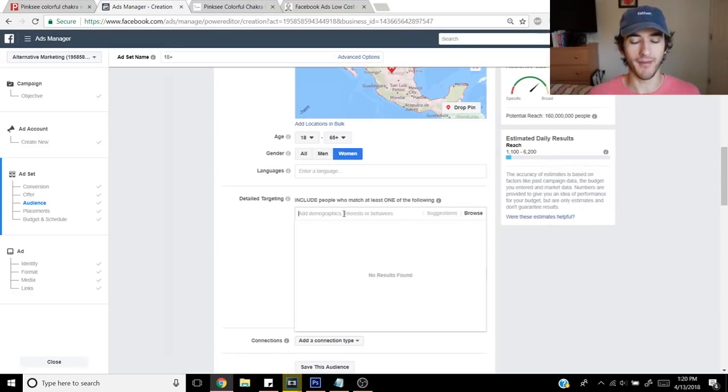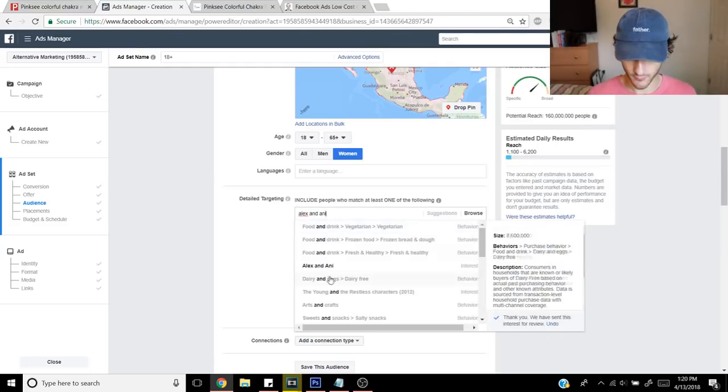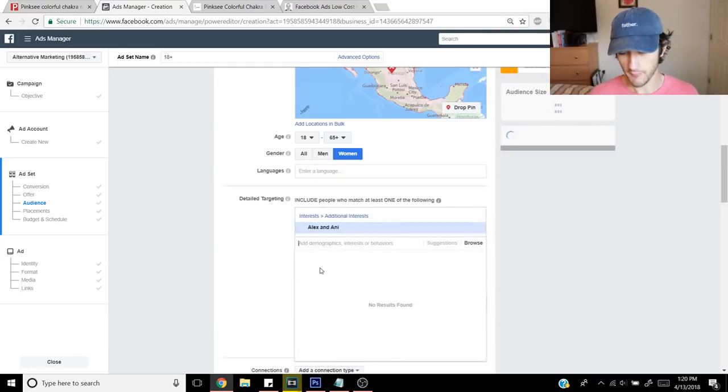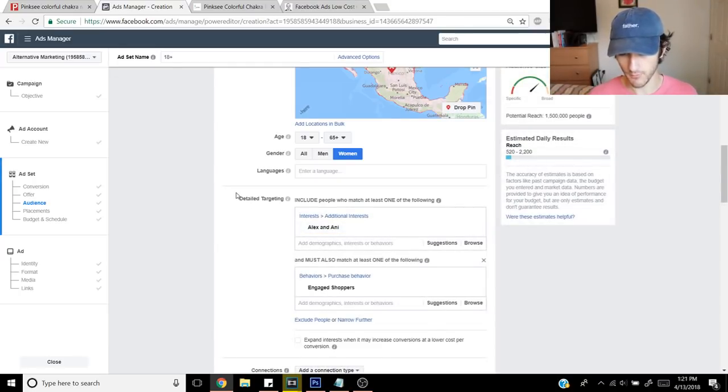And let's say one more competitor. Let's just say, who makes jewelry? I know Alex and Ani is a pretty good one. They don't make a lot of crystal stuff, but I feel like people that like them. 1.5 million, that's a very good amount. And we'll go ahead and make an ad for that.